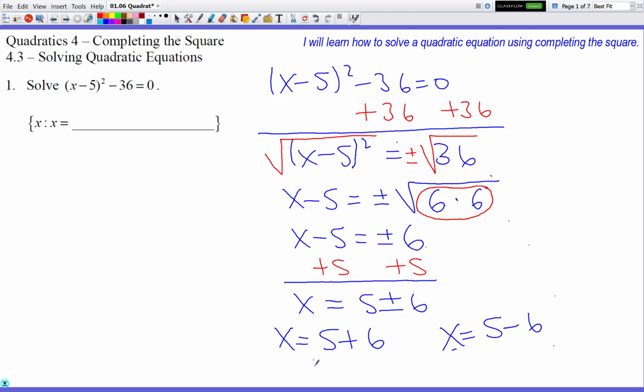Okay, so on the left side I'm going to get 11, and on the right side I'm going to get negative 1. Okay, so when I write my answer up here, I'm going to get negative 1 comma 11, and put them in numerical order. So smallest on the left, biggest on the right. Okay, so this was the process that I showed you for how to solve for x when complete the square has already done its job.